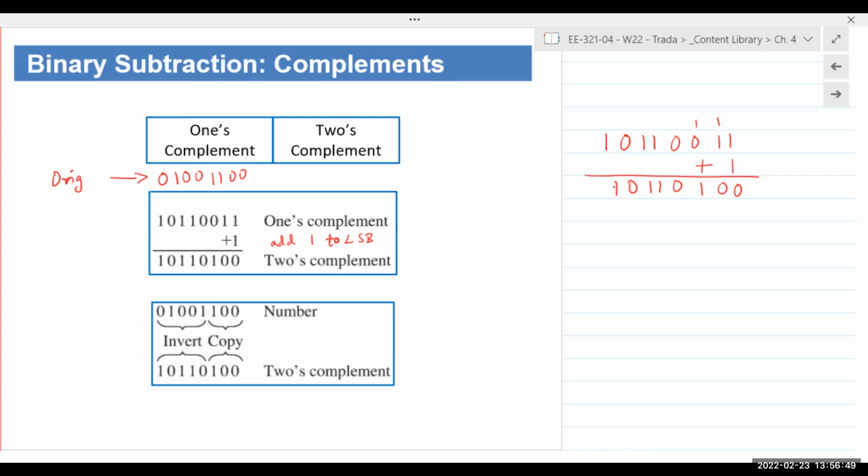But here's the real reason why we do this. Because computers cannot perform subtraction, but they can perform addition. So this is subtraction by addition.